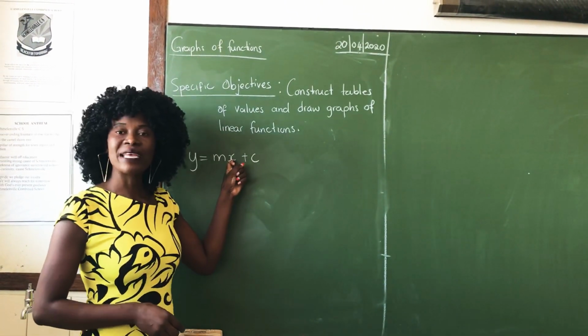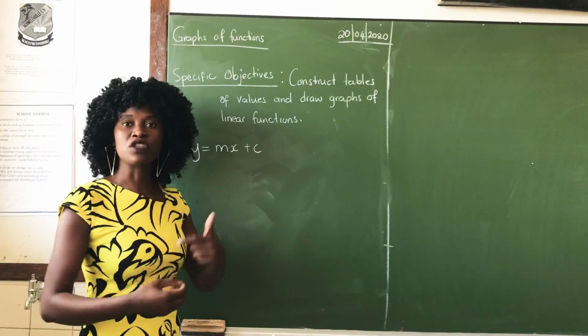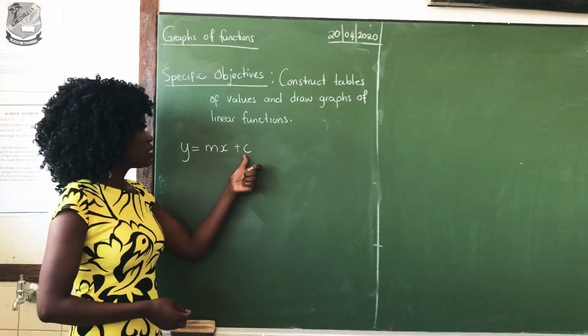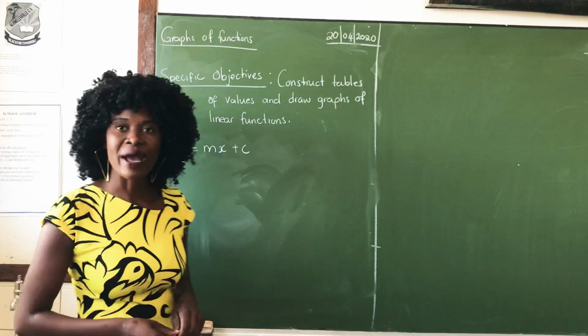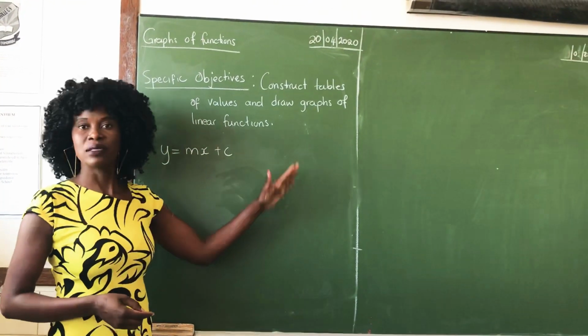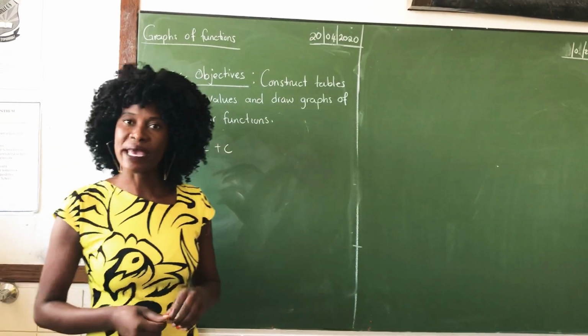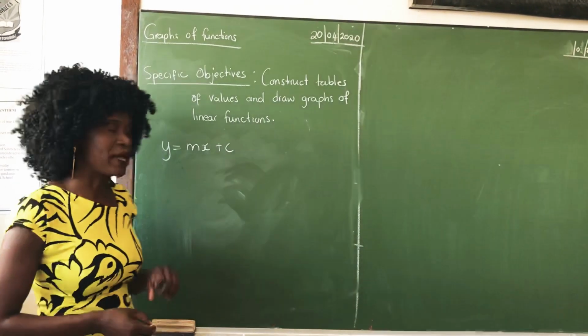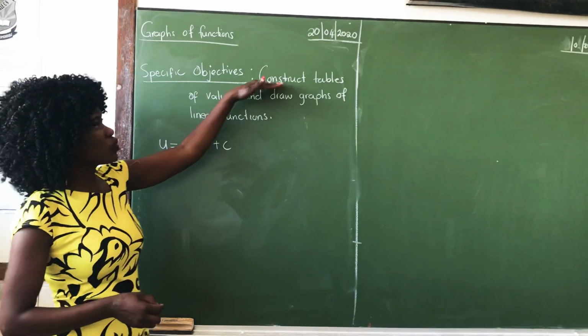X is our independent variable, meaning it keeps on changing. And then the c represents the y-intercept. It's a constant value, meaning where our straight line graph meets the y-axis on our Cartesian plane. So getting back to constructing tables.